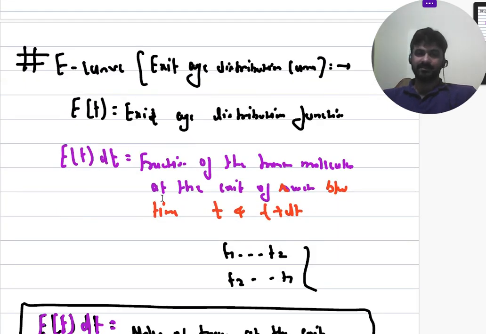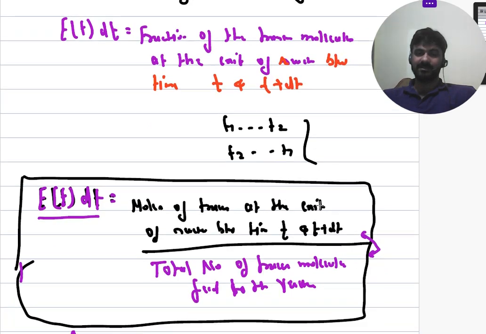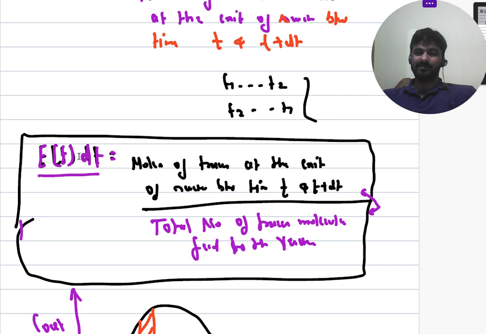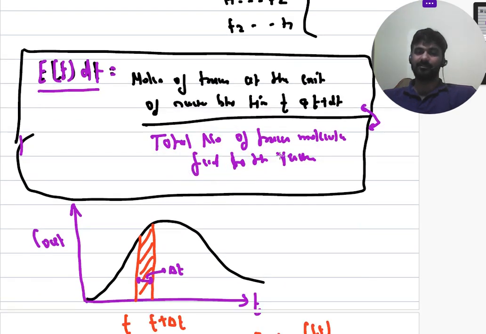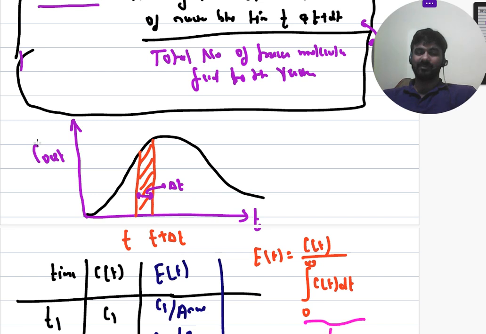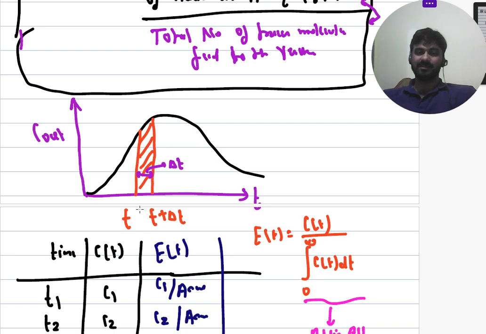Now coming to the exit rate distribution function, E(t) is called the exit rate distribution function, and E(t) dt is the fraction of tracer molecules at the exit of the reactor between time t and t plus dt. So E(t) dt equals the moles of tracer at the exit of the reactor between t and t plus dt, divided by the total number of tracer fed to the reactor, that is N naught. If I observe the concentration of tracer at the exit versus time, I take a differential element delta t.